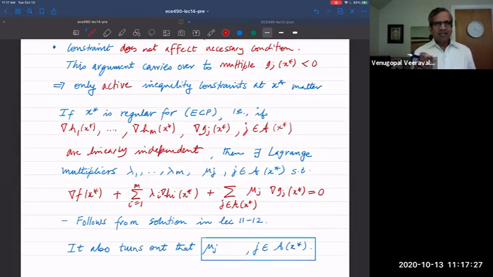For equality constraints, the lambdas, and you saw these examples in the homework and in class, could be positive or negative, right? Depends on x star. For some x stars, some of the lambdas could be positive, some of the lambdas could be negative for an equality constraint. But it turns out that for the active inequality constraints, the mu j's will always be non-negative.